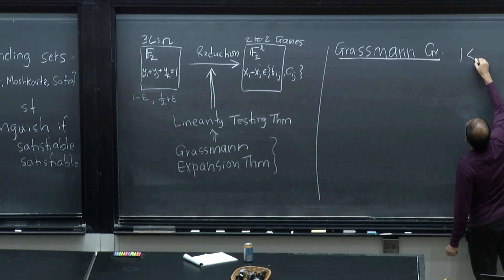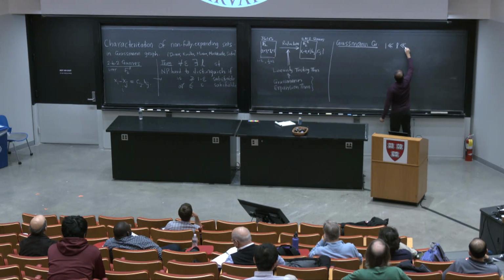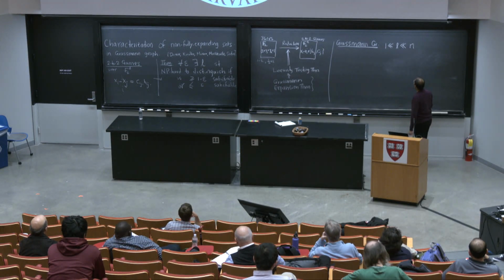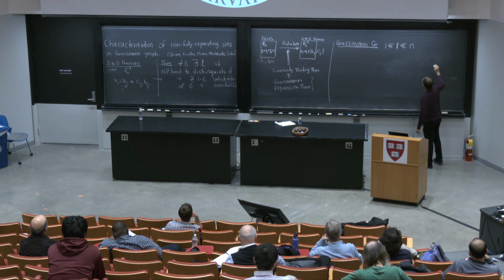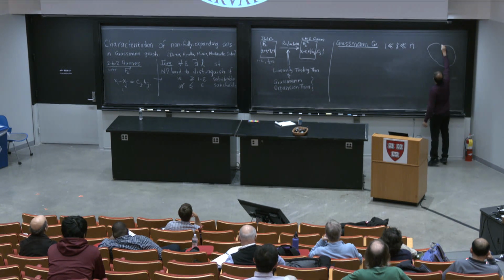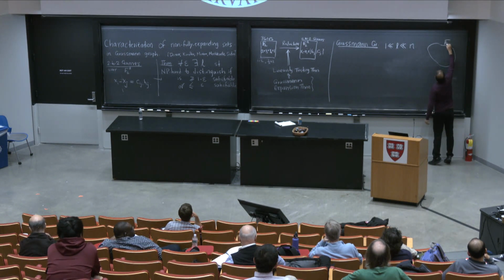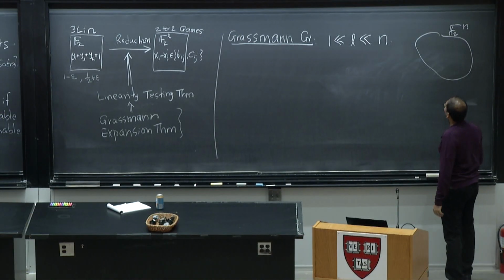So let L and N be integers such that L is a large integer, and after you have fixed L, N is a sufficiently even larger integer. And the space of consideration would be the n-dimensional space over F2.